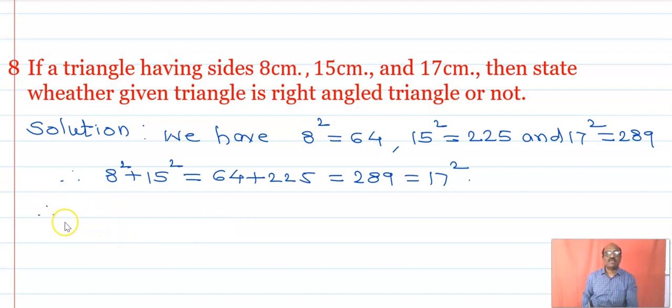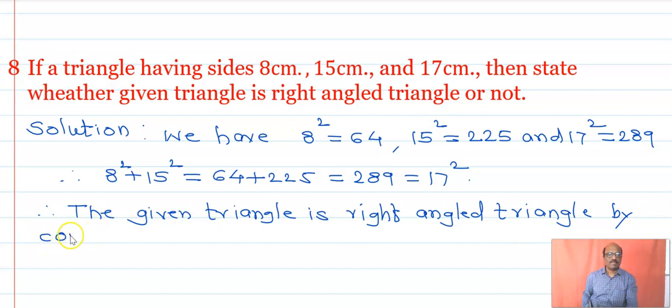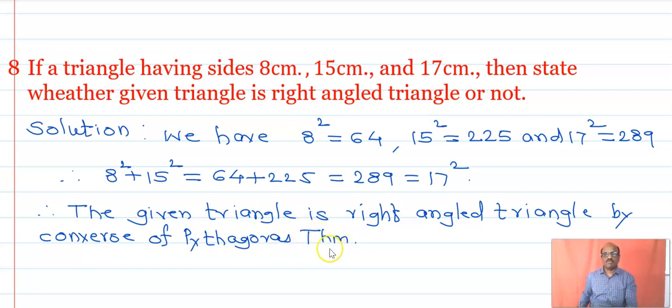And therefore, the given triangle is a right angle triangle by converse of Pythagoras theorem.